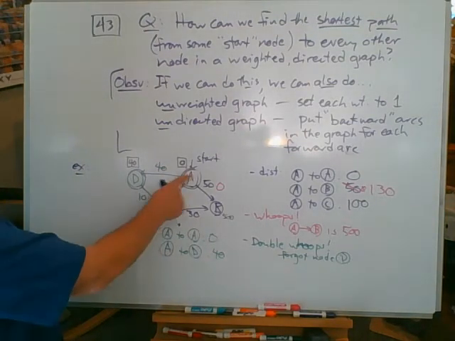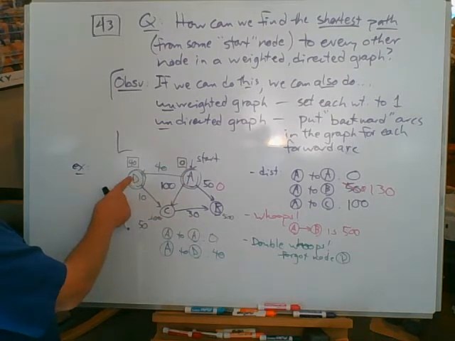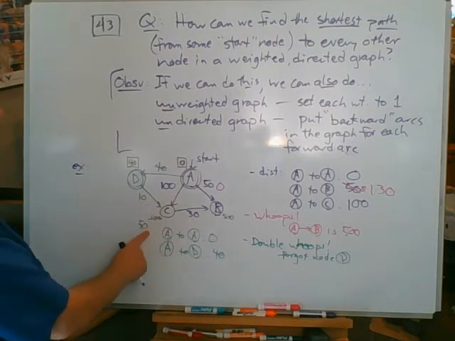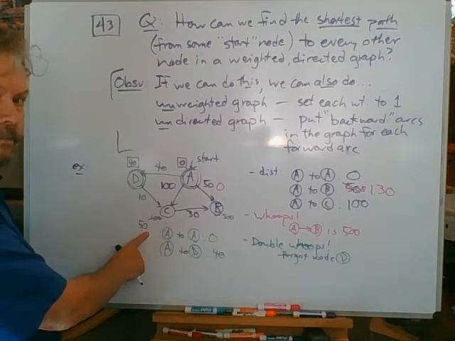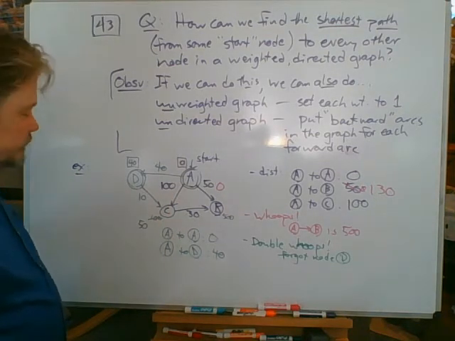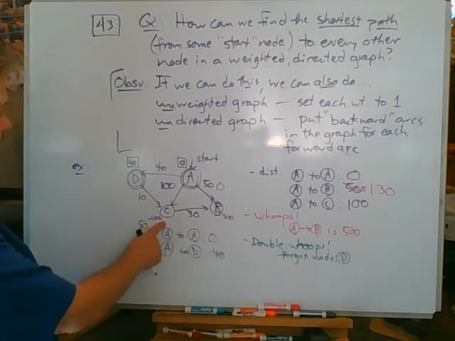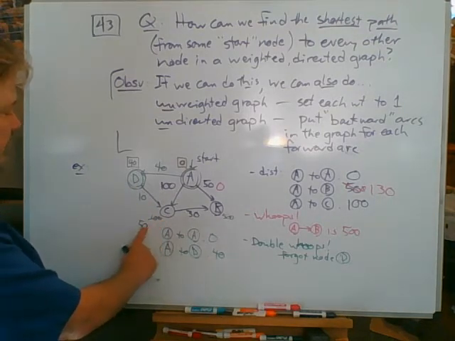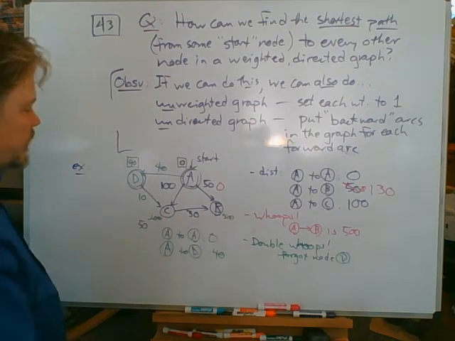Back up. Okay, A to D is 40. The additional distance from D to C is 10. So I know 50 exists as a path. It might still be updated later, I don't know. But now that I've updated that, the shortest known distance to C is length 50. The shortest known distance to B is length 500.